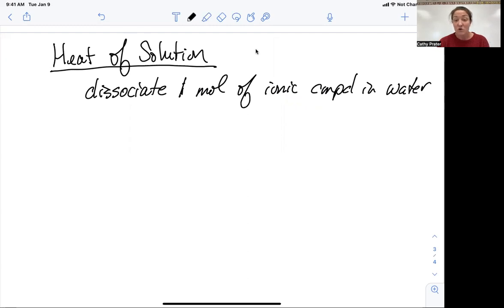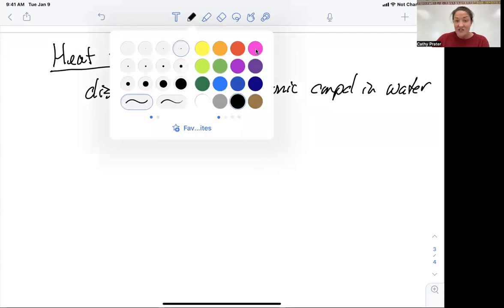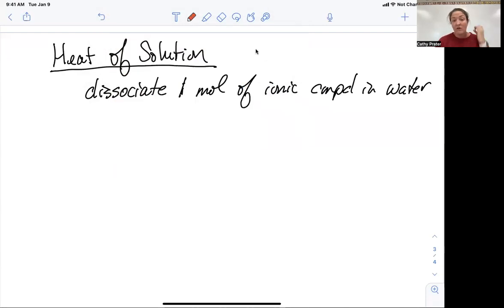Heat of solution is defined as the energy absorbed or released when we dissociate 1 mole of an ionic compound in water. You wrote these kinds of reactions in honors, but we're definitely going to go a little bit deeper here. So let's say, for example, I am dissociating calcium chloride.